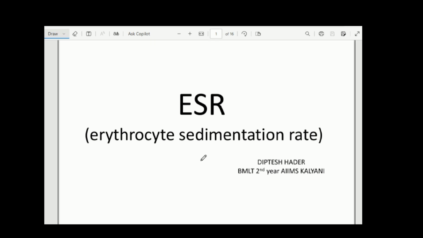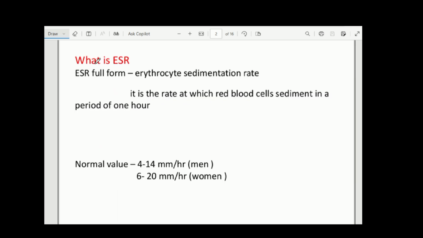So ESR. What is ESR? Let's start with the full form. ESR full form is erythrocyte sedimentation rate. If we go to the definition, we can decode it from the full form also. Erythrocyte means the red blood cells. Sedimentation rate, the rate at which it sediments.